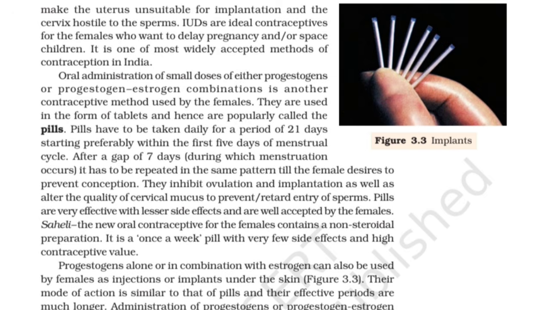They inhibit ovulation and implantation, as well as alter the quality of cervical mucus to prevent or retard entry of sperms. Pills are very effective with lesser side effects and are well accepted by the females. Saheli, the new oral contraceptive for the females, contains a non-steroidal preparation. It is a once-a-week pill with very few side effects and high contraceptive value. Progestogens alone, or in combination with estrogen, can also be used by females as injections or implants under the skin. Their mode of action is similar to that of pills, and their effective periods are much longer.